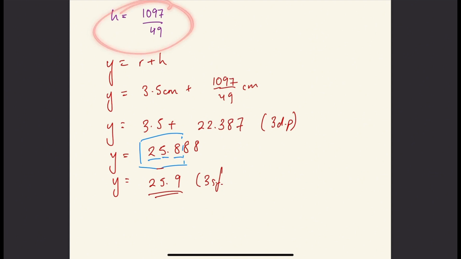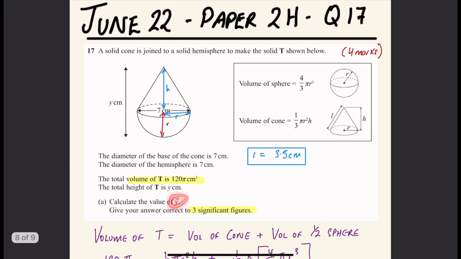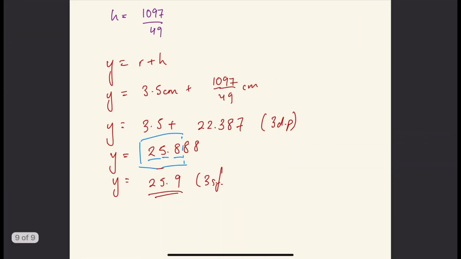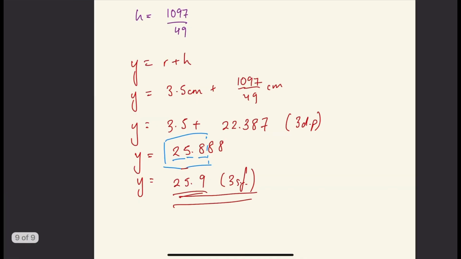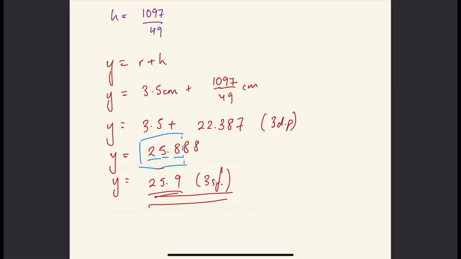So h is equal to that, and y, remember it's asking us to find y, is equal to h plus r, because r is the same radius as that of the hemisphere. The hemisphere extends downwards to the lowest point there. So the formula that we found, y equals r plus h, y is equal to 3.5, which is r, plus h, which we found to be that. Simplifying it further down, I've left it to 3 decimal places up until the final point in the question, where we leave it as 3 significant figures as asked in the initial question. So that's our final answer, and let us know if you have any questions. Thank you.